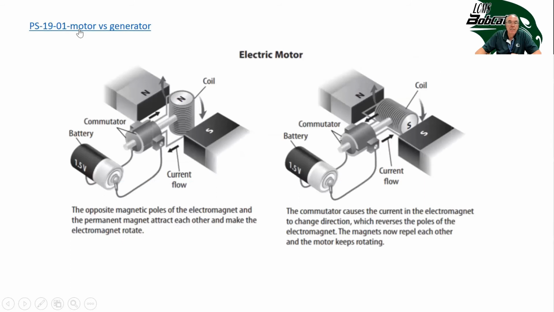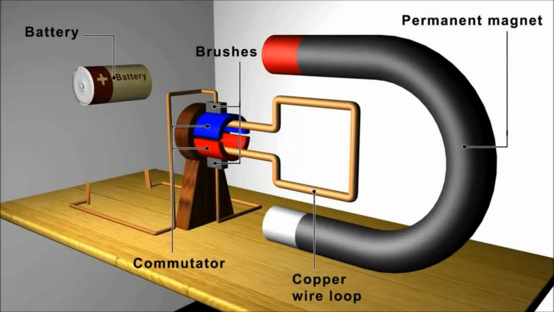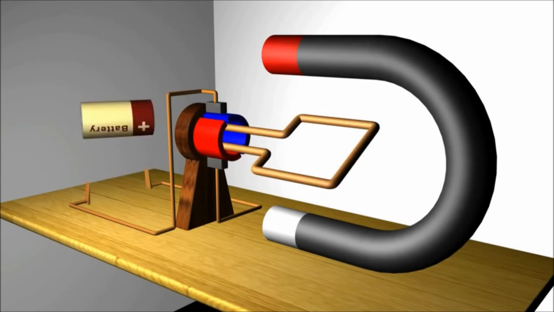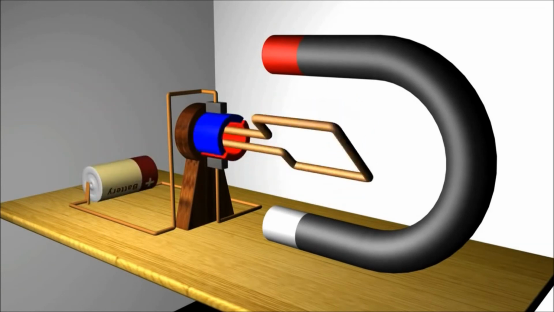We're going to take a look at this clip of a motor versus a generator. This is a very simple and basic structure of an electric motor. We can see the battery, the commutator, the brushes, the copper wire loop, and the permanent magnet. The brushes are attached to a wooden support, and the commutator is fixed to the loop of copper wire. The commutator rotates freely, rubbing against the brushes.